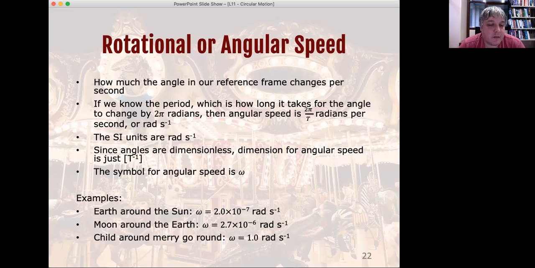The Earth around the Sun, omega is 2 times 10 to the negative 7 radians per second. For the Moon around the Earth, it's 2.7 times 10 to the negative 6 radians per second. So you can see those are tiny, tiny angular speeds. Because it takes a full year for the Earth to go all the way around the Sun, the angle is obviously going to be changing pretty slowly. For the child on the merry-go-round, though, we said that it takes 6 seconds to go around a full circle. So 2 pi over T is going to give us 1 radian per second. So the angular speed of the child on the merry-go-round that we've made up is 1 radian per second.